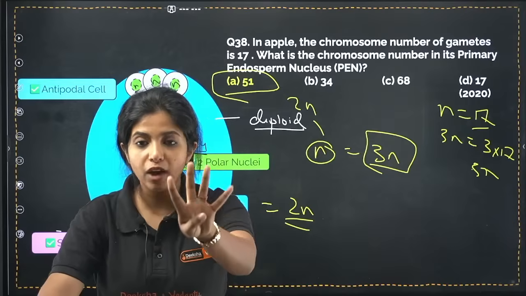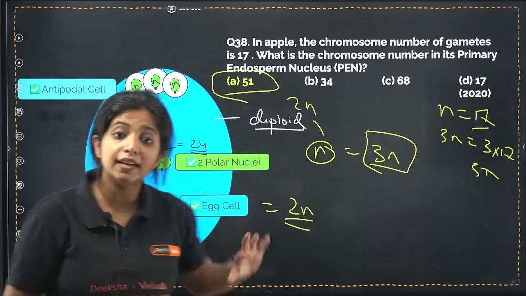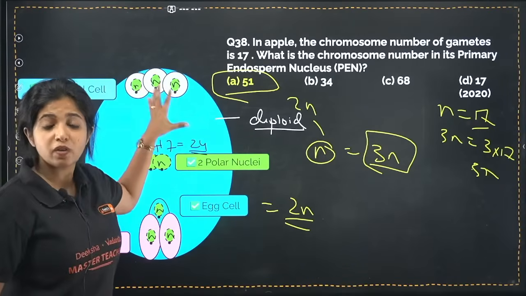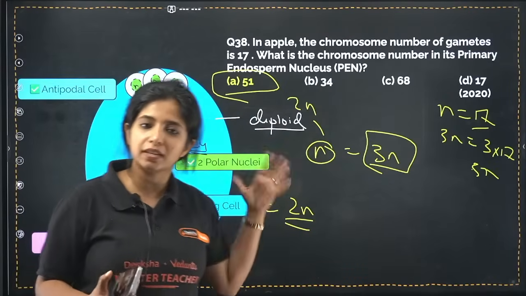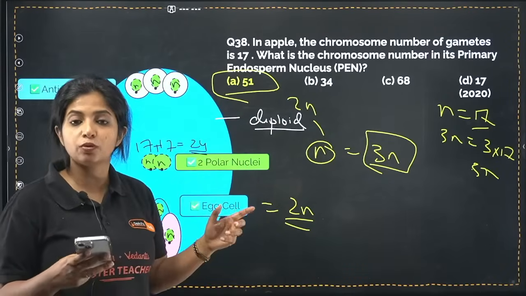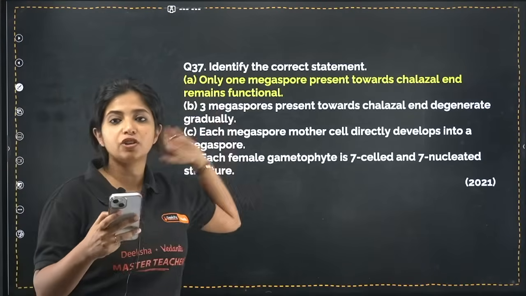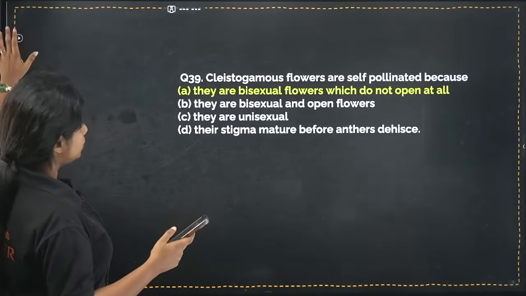Now you have got 4 megaspores, and we have studied that 3 of them degenerate. Where do they degenerate? Here in the micropylar end only. One that remains functional is going to be remaining functional in the chalazal end. Unusual thing: usually in the chalazal end nothing useful is happening, but this time something useful is happening. The functional megaspore is in the chalazal end, and the 3 that degenerate, they do so in the micropylar end. Cool.